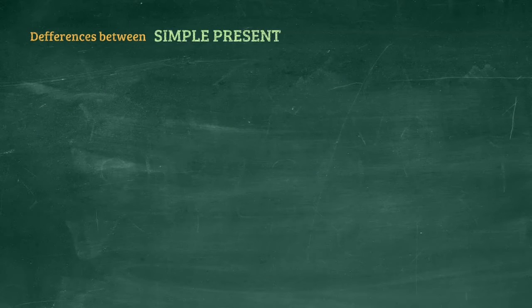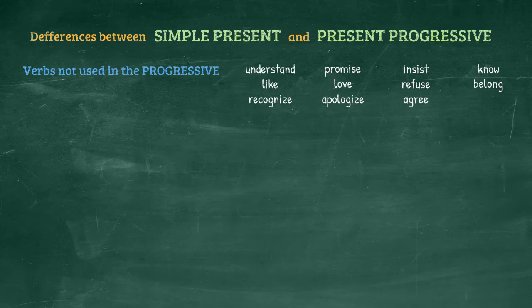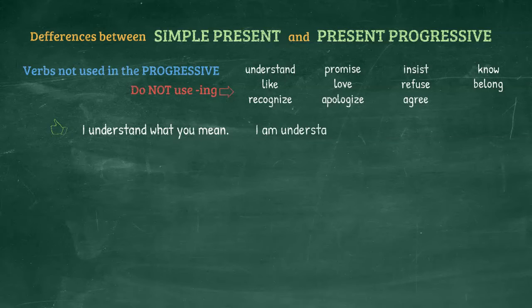Now, there are some differences between the simple present and the present progressive that we need to cover. The biggest issue is that there are some verbs that cannot be used in the progressive way. These are the most common ones. This just means that we cannot put ing at the end of the verb, just like we can do for other verbs. We can only say these verbs in the simple present tense, as in, I understand what you mean, not I am understanding what you mean.